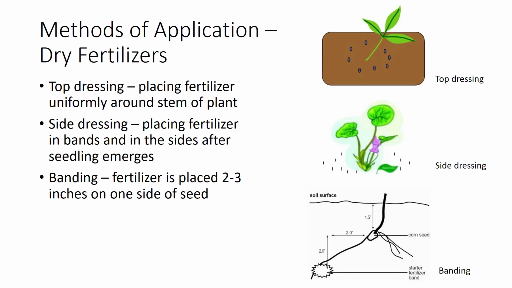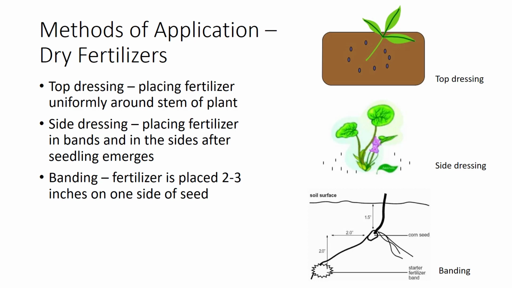Top dressing is the placement of fertilizer uniformly around the stem of the plant and is used to apply readily available nitrogen fertilizer to promote leaf growth. Urea, nitrate of soda, and ammonium sulfate are water-soluble and are commonly applied using this method. Top dressing is very effective on sandy soils and for crops such as leaf lettuce, spinach, and other leafy crops. However, caution should be made not to get any fertilizer on the leaves because burning can occur.